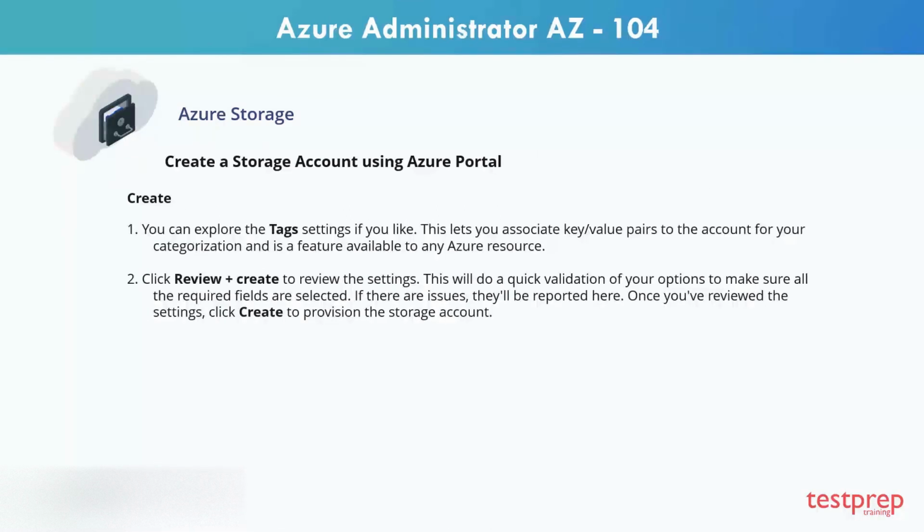Now click Review plus Create to review the settings. This will do a quick validation of your options, to make sure all the required fields are selected. If there are issues, they'll be reported here. Once you've reviewed the settings, click Create to provision the storage account. It will take a few minutes to deploy the account.